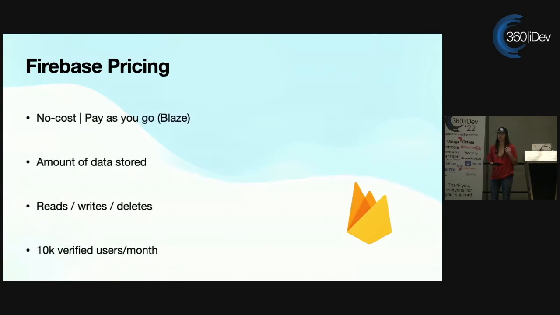So first off, our Firebase pricing. There is no cost and pay-as-you-go, and pay-as-you-go is called the Blaze plan. What your pricing thresholds depend on are the amount of data that you're storing, in gigabytes, and reads, writes, and deletes. Depending on how much you're reading, writing, and deleting to your database per month, there is an API limit, and you can only hit a certain limit until you'll start getting errors and it won't work if you're on the free plan. If you're on pay-as-you-go, it will continue to work and you will be charged.